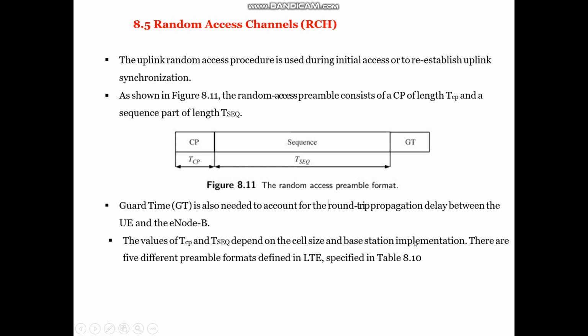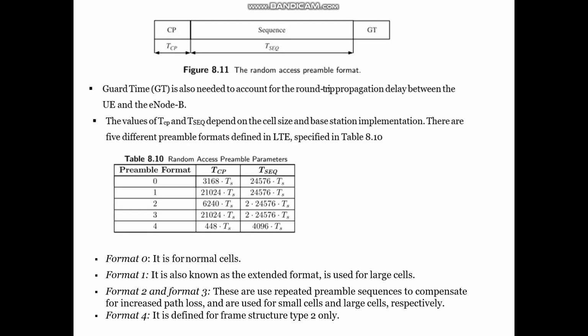the base station implementation. There are 5 different preamble formats defined in LTE, which are specified in table 8.10. Now in this random access preamble parameters table, you can see there are different preamble formats: 0, 1, 2, 3, 4, and the corresponding T_CP and T_SEQ values have been given over here.